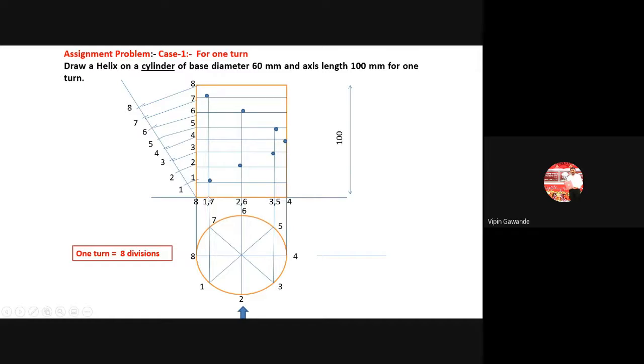Now the bottom part is visible, so it is drawn with dark lines, and the top part is invisible, so it is joined by means of the dotted line. So this is the dotted line here, and the bottom part is with the dark line. So this is the problem for your helix. Likewise you have to construct the helix here.